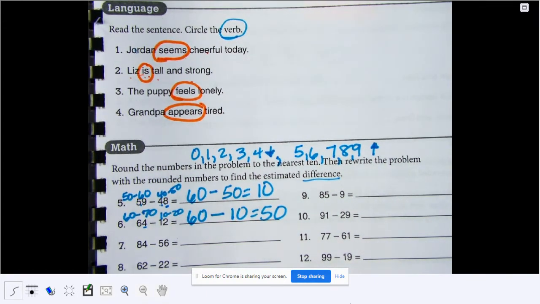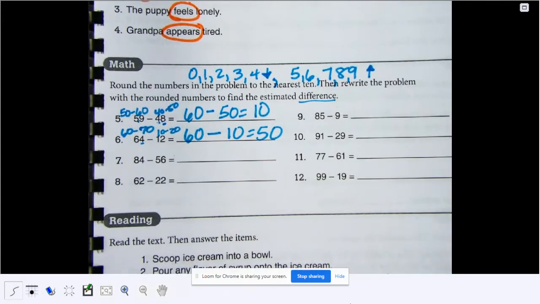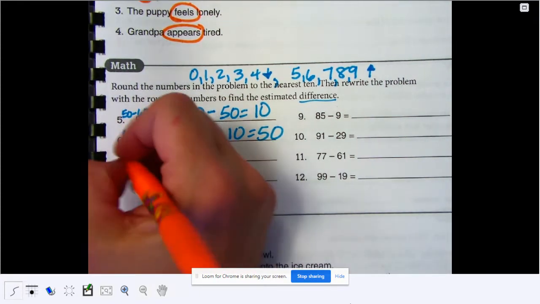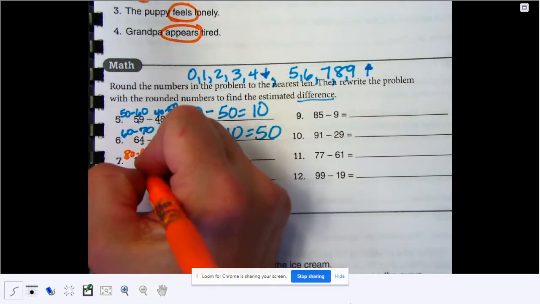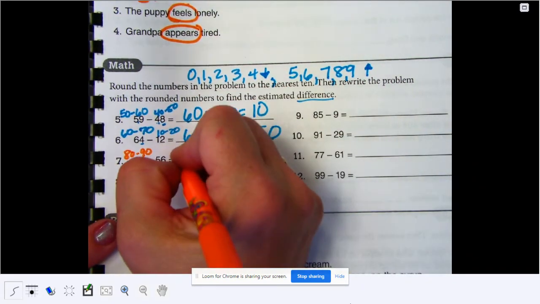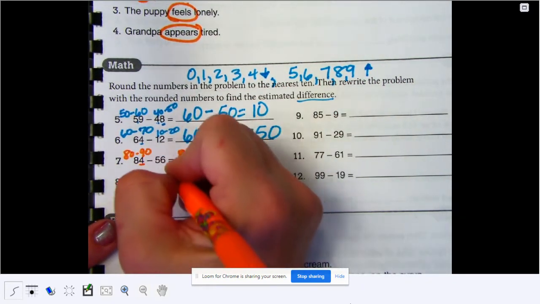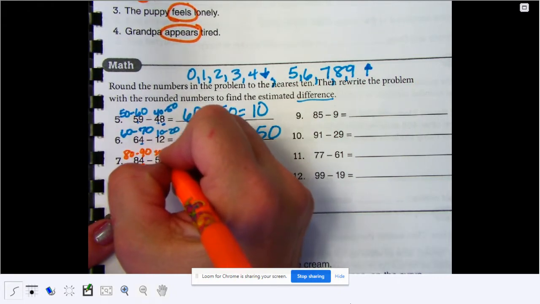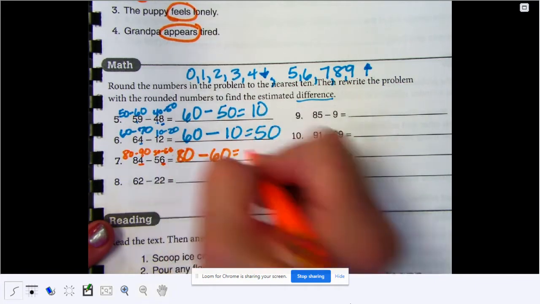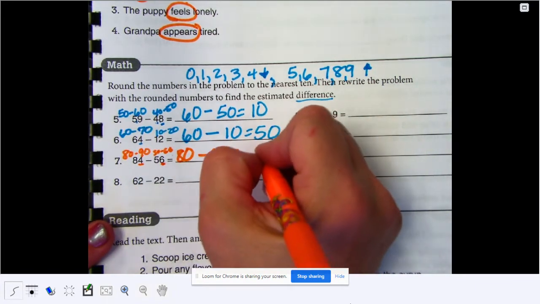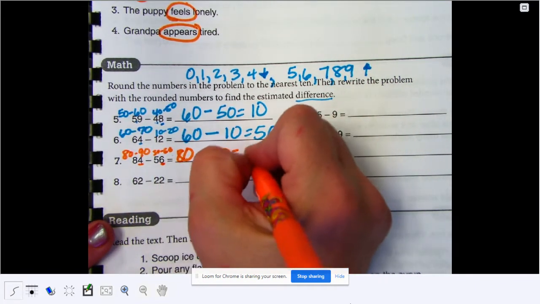So we're going to go to our math. We're going to be rounding. Round the numbers in the problem to the nearest 10, then rewrite the problem. So we're looking at 84 is between 80 and 90. The 4 means we go down, so that's 80. Subtract between 50 and 60. That one's closest to 60, so we're going to subtract. 0 minus 0 is 0. 8 minus 6 is 2.